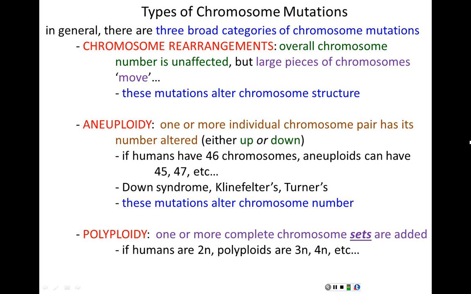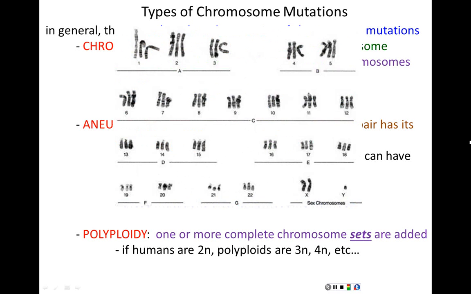Let me see if I did that right. Yeah. So we have 3 sets of 23 chromosomes, giving us 69 total chromosomes. That would be an example of polyploidy. And here is a karyotype of a polyploid individual who did not survive. I'll come back to that later on in the lecture.